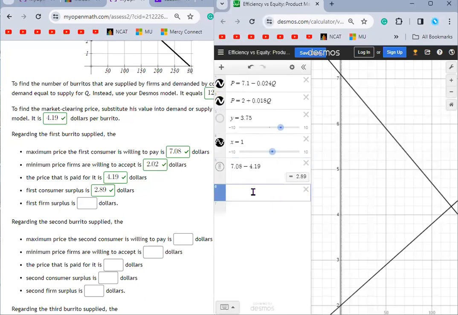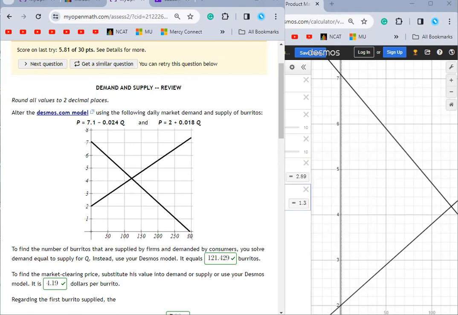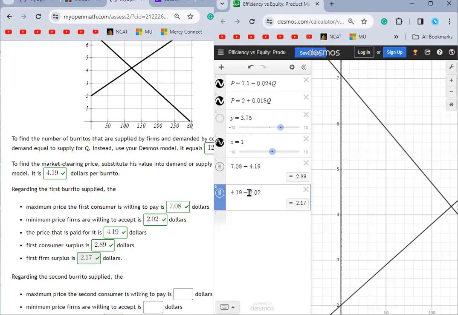Okay, now for the firm, right, to sell that first burrito, the firm will do it for $2.89, right? That's the lowest price they'll sell this burrito, make and sell this burrito. But they get paid $4.19 to do so. So the firm surplus is $1.3. Sorry about that. I actually typed in the wrong number here. The lowest price firms are willing to accept to produce and sell this first burrito is $2.02, but they're getting the market price of $4.19. So the firm surplus is 217.